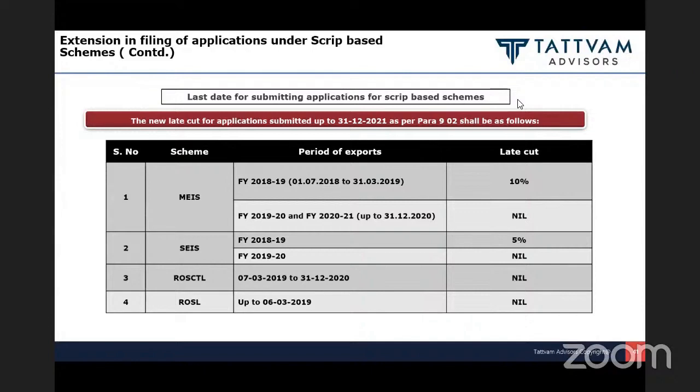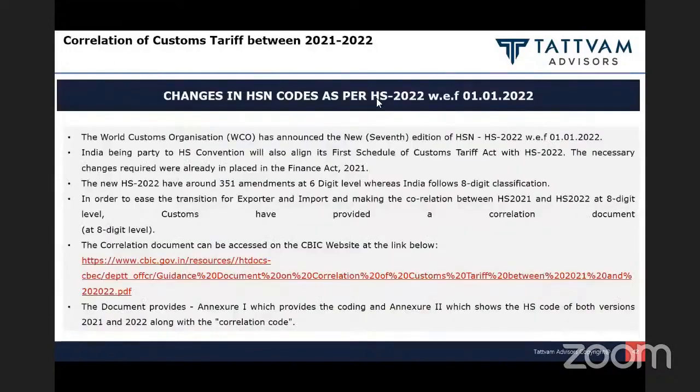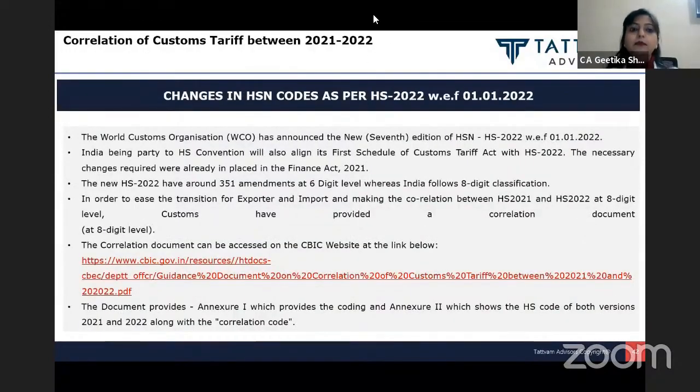Tushar, can we move to the next slide? Another very important change that has come in the customs tariff, very important for the GST classification, because GST classification is highly dependent on the customs tariff. The classification is done on the customs tariff.